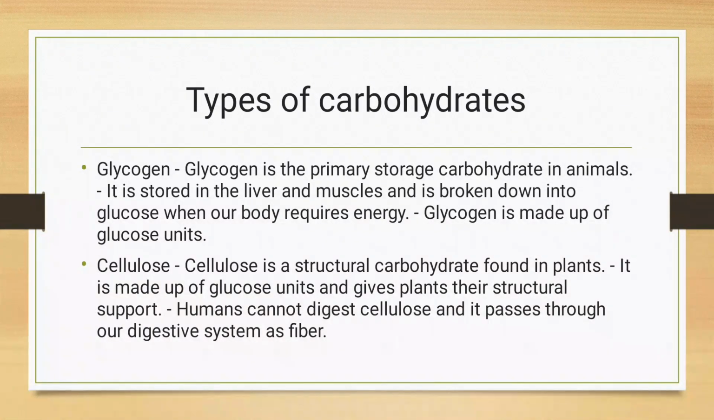Glycogen is the primary storage carbohydrate in animals. It is stored in the liver and muscles, and it will be broken down into glucose when our body requires energy. This glycogen is made up of glucose units. Cellulose is a structural carbohydrate found in plants. It is mainly made up of glucose units and gives plants their structural support.